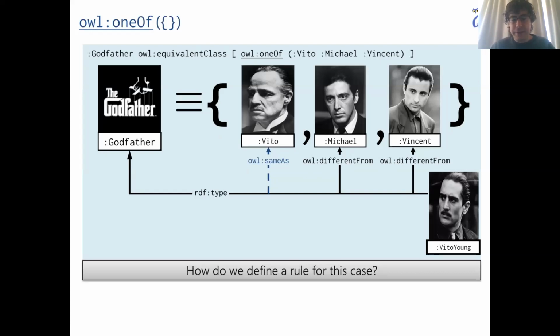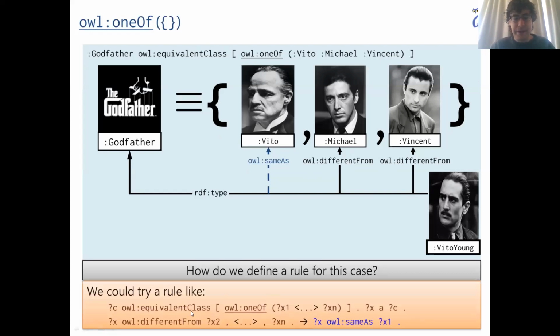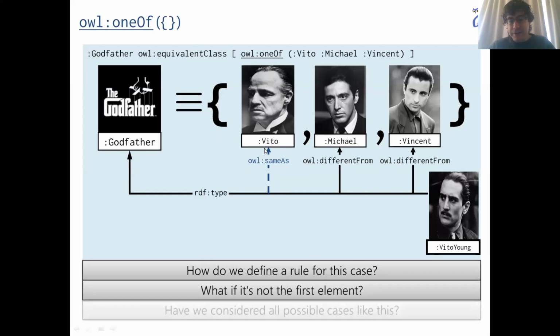Well, for example, here in this case, we're assuming that it's the first element, right? Because we're going to conclude that it's the same as the first element here. So what if it's not the first element? Have we considered all possible cases, all possible combinations of features? When would we know that our rule set is complete?